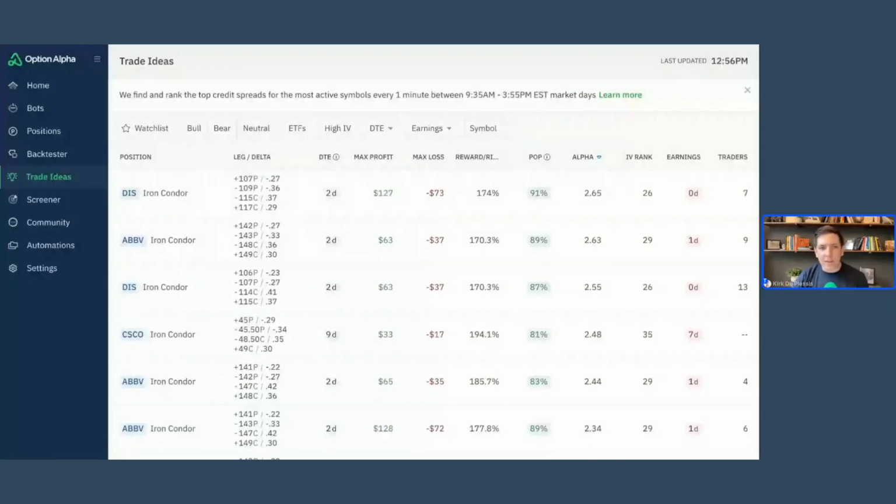When you load up Trade Ideas, what's going to happen is that our database is crunching the numbers on millions and millions of combinations of spreads and opportunities for you. And it happens every minute. So the last time that I refreshed the screen before I jumped on with you guys was 12:56. So literally every single minute it's going to update.